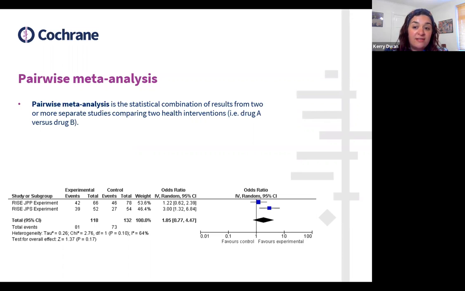A meta-analysis is the statistical combination of results from two or more separate studies comparing two health interventions, for example, drug A versus drug B. So you can see here the forest plot on the slide, and we have the two trials included, and the squares represent the treatment effect from those trials, and the line is the confidence interval. And the diamond is the pooled treatment effect estimate with the confidence interval. So you can see here we've got an odds ratio of 1.85 with the confidence interval. So that's pairwise meta-analysis.